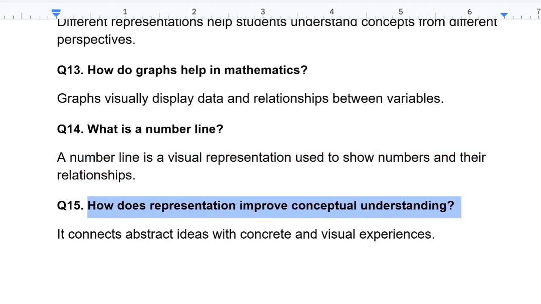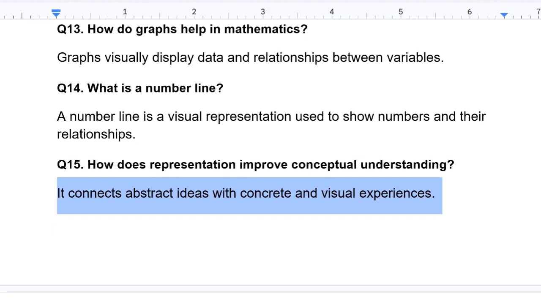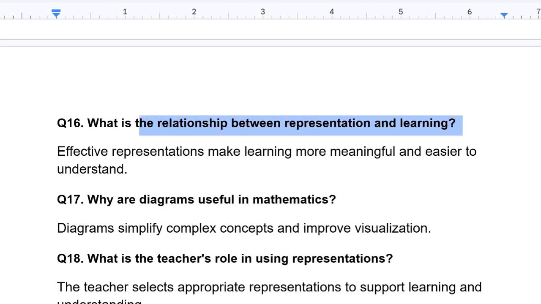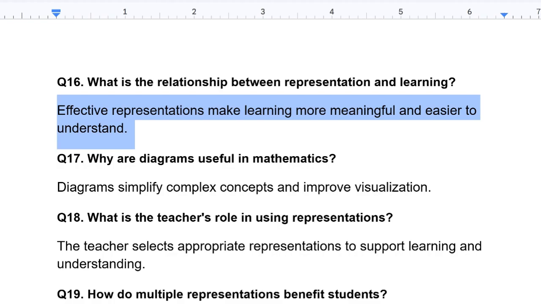How does representation improve conceptual understanding? It connects abstract ideas with concrete and visual experiences. What is the relationship between representation and learning? Effective representation makes learning more meaningful and easier to understand.